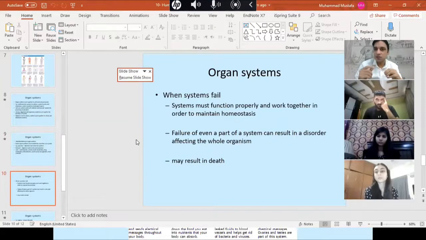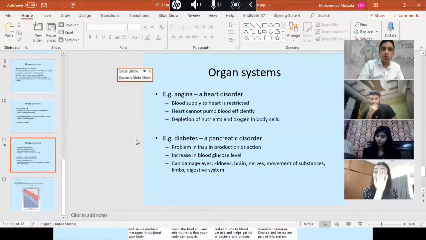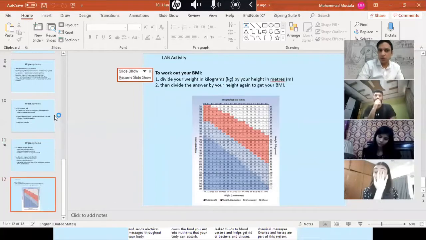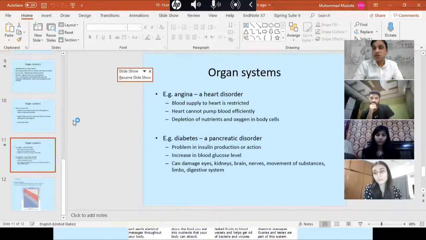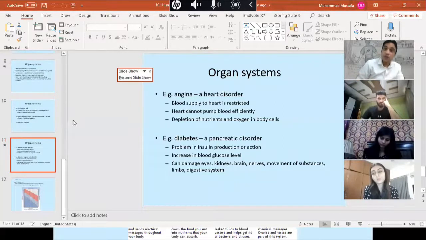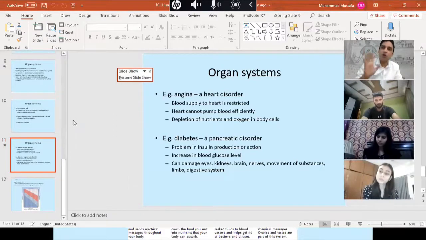Failure of any one system, or even failure of one organ, will result in the failure of the total system as well, and that can lead to death. So, as an opening, there are many diseases which are associated with dysregulated functions of the organs. Actually, disease occurs when any of the organ systems does not work in a normal way, or even if one organ of any organ system is not working the way it should.